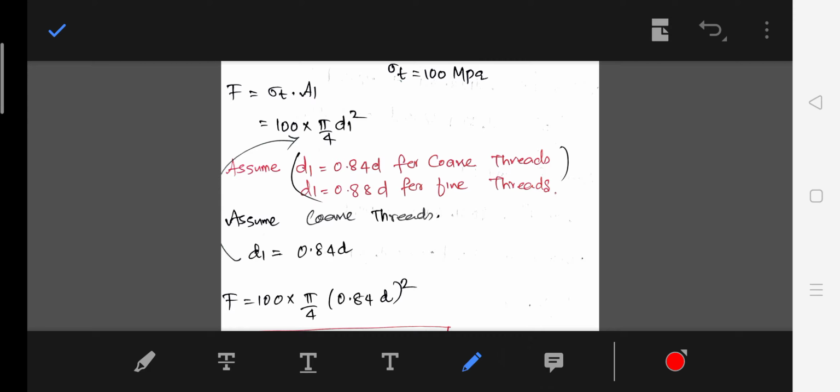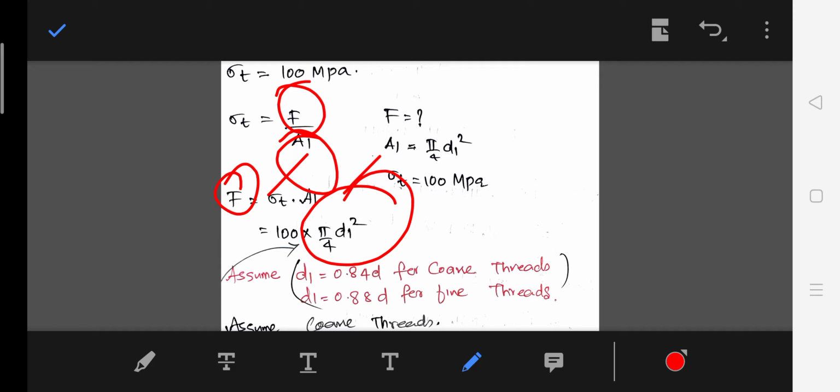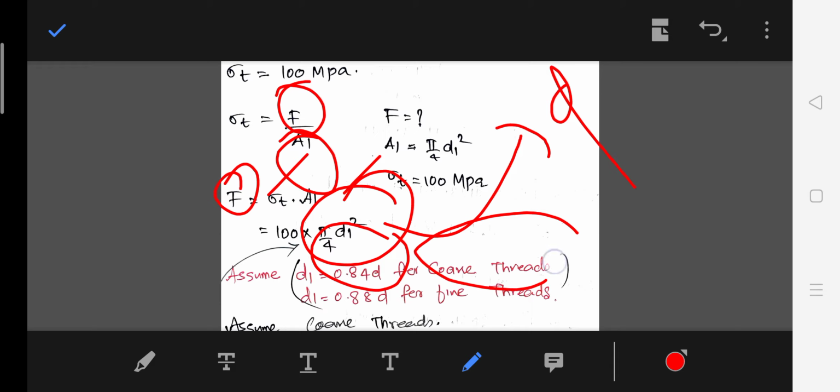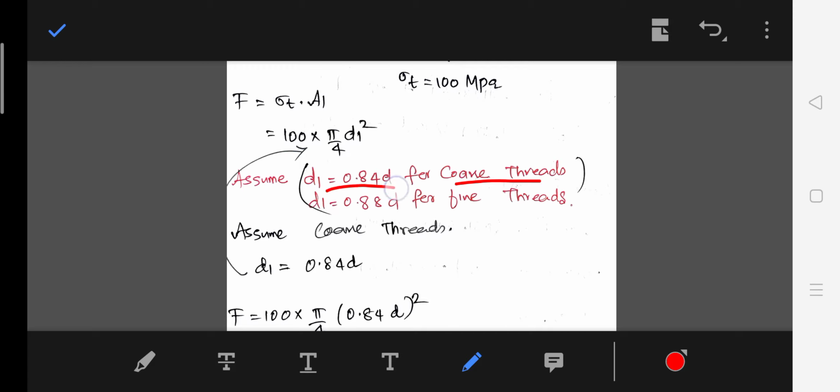Equation number 1 is the tensile stress equal to force by A1, right? So force is equal to sigma T into A1. This A1 is the area corresponding to d1. Here the thread is not given, so we need to convert into d. We are assuming that it is a coarse thread. For coarse thread, d1 is equal to 0.84 d, so instead of d1 we will substitute 0.84 d.